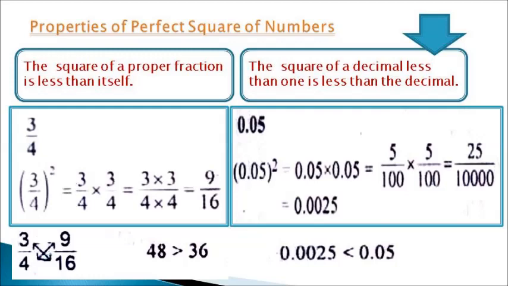So 16 times 3 is 48. This is the result of the first fraction, and 9 times 4 is 36, which is the result of the second fraction. Now we can compare the two. The first fraction comes out as 48, which is greater than the second fraction 36.